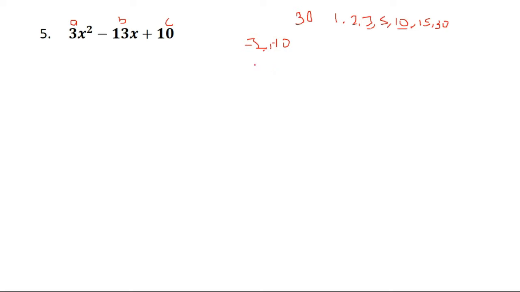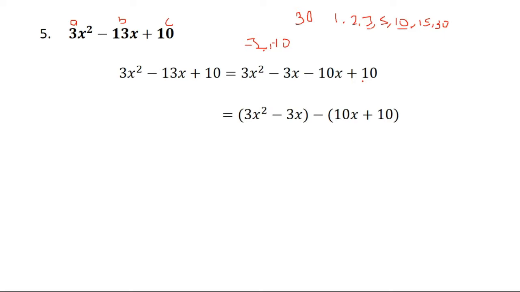So the two numbers we are looking for are negative 3 and negative 10. Now, as soon as you find that, you are going to replace negative 13x here with negative 3x and negative 10x. So you are going to have 3x squared minus 3x minus 10x plus 10. Then you continue with the factorization. So here we factorize 3x out. So you factorize 3x out, you have x minus 1 in the bracket. Then when you come here, you factorize 10 out.